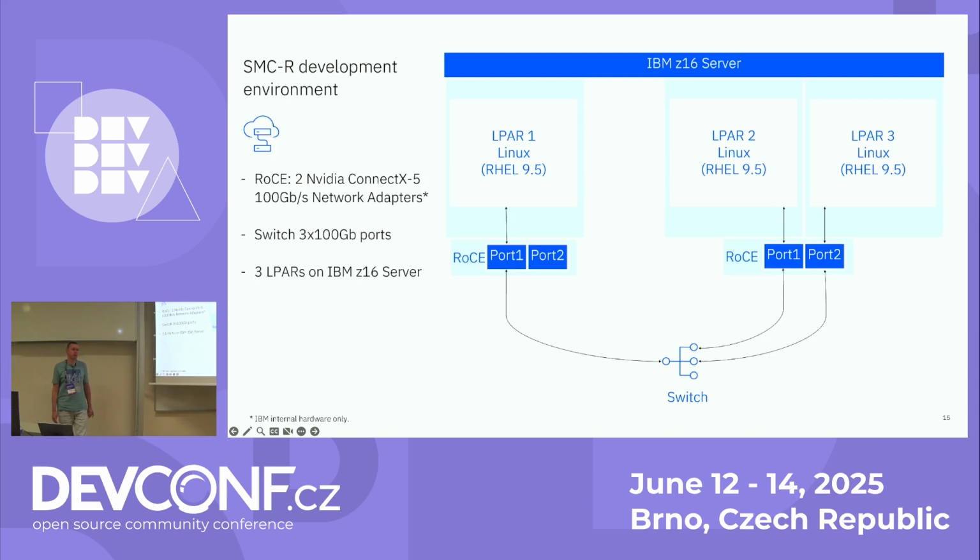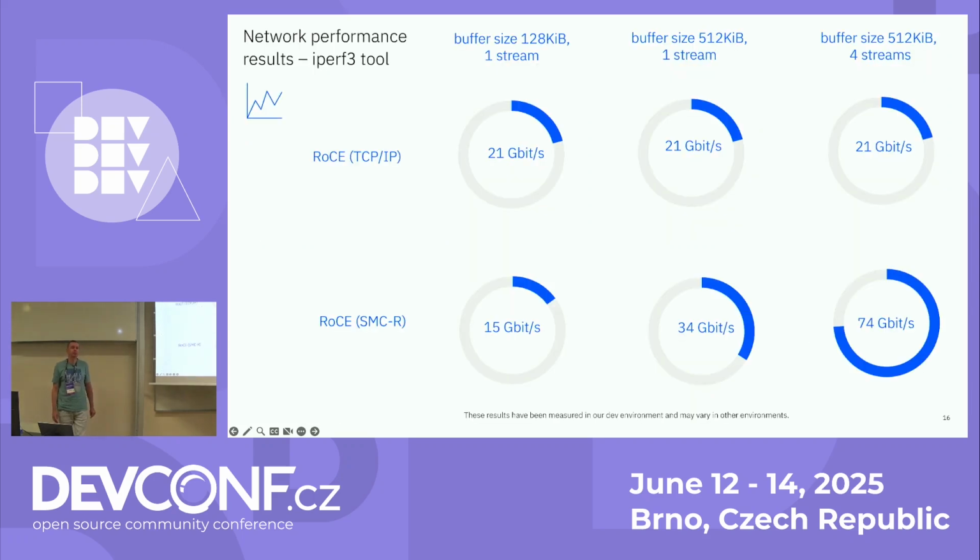Now let's move to the next part, which is the SMC-R hardware I'm using for the development. I have 3 LPARs on an IBM z16 server, 2 RoCE adapters with 100 gigabit ports, and a switch with 100 gigabit ports. RoCE adapters are connected to the LPARs and to the switch. And on this diagram, you can see the network performance measurement using the iPerf3 tool for TCP, the first row, and for SMC-R, the second row.